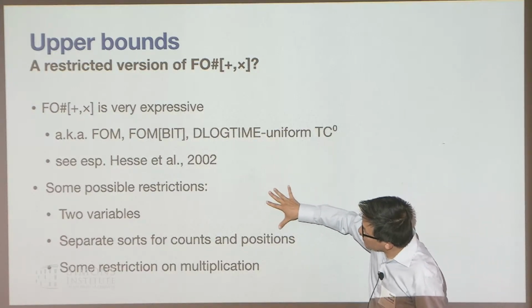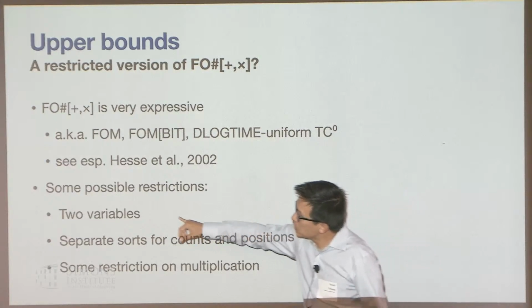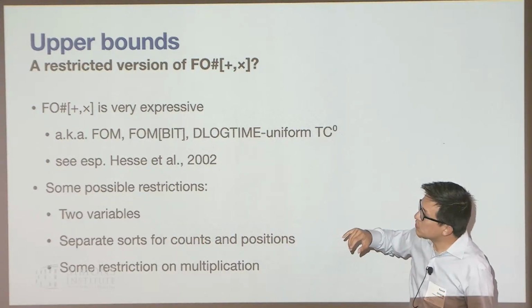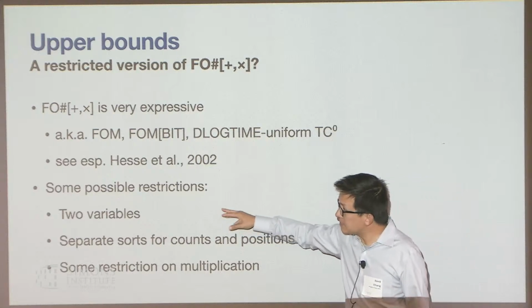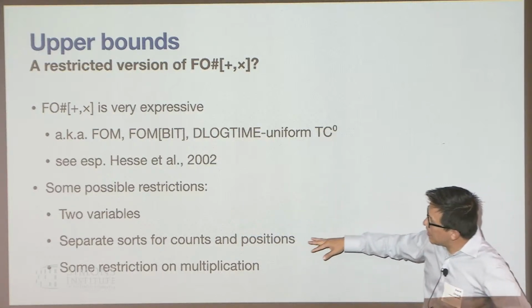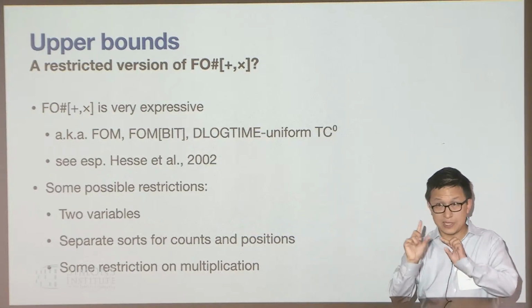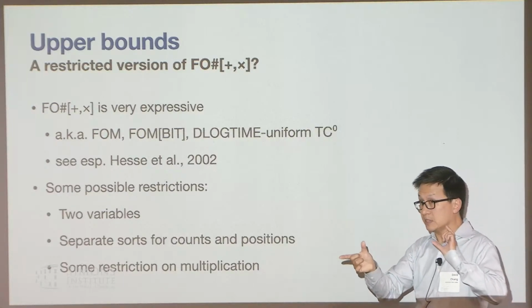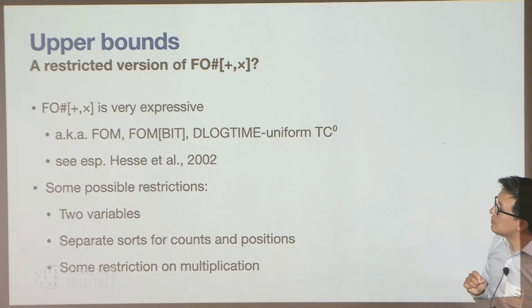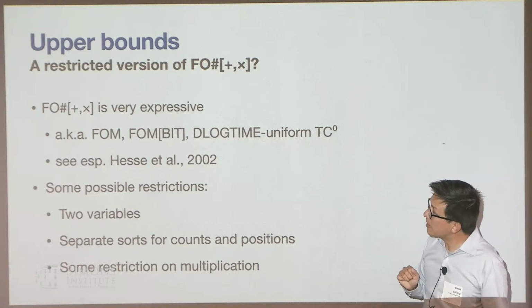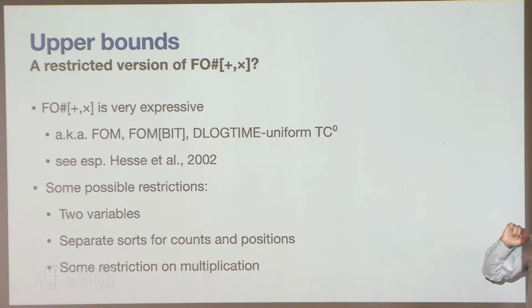So what are some possible restrictions that we could impose? One very interesting one would be a restriction to two variables, which has been studied by Krebs and other people. Another is not having the ability to treat counts as positions and positions as counts. I think separating them could be a useful way to restrict the power of this logic. Maybe also some restriction on what multiplication is able to do. But this is all still very open. My conjecture is that there is a restriction of this logic that will still be able to express transformers, but I don't know specifically what yet.